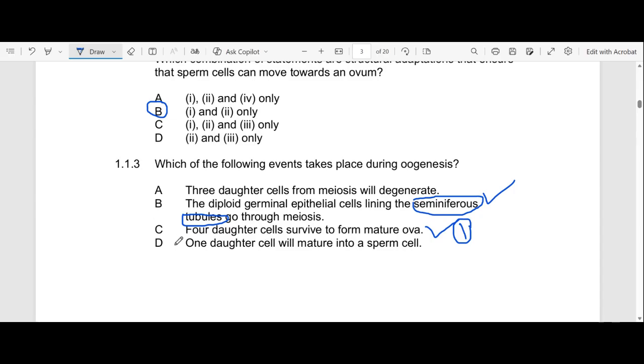Okay, now let's go to D. 1 daughter cell will mature into a sperm. This is wrong. This is completely wrong. So our answer becomes A.